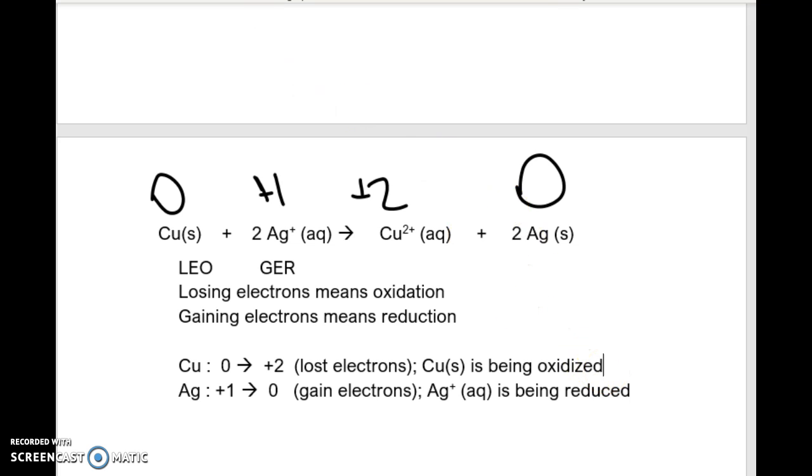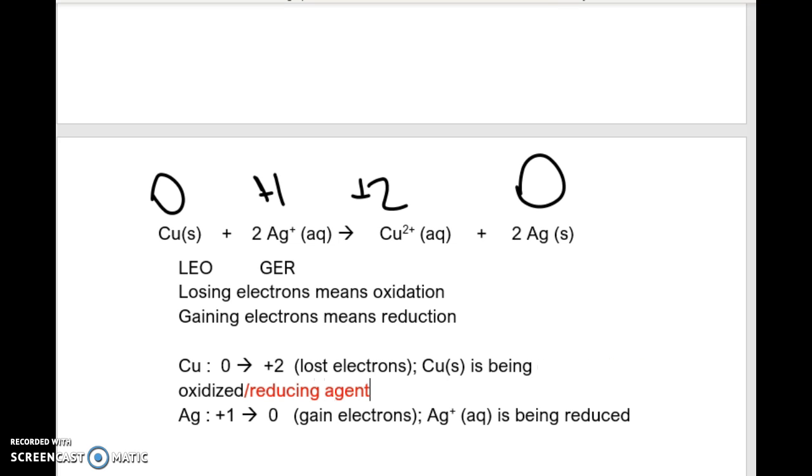Also, let's say if we were to ask about the reducing agents, remember it's just flip-flopped. So whatever's being oxidized is your reducing agent. And then whatever's being reduced is going to be your oxidizing agent.